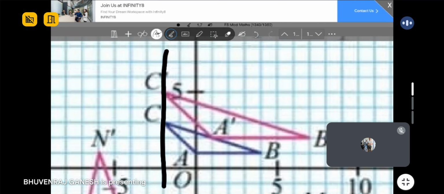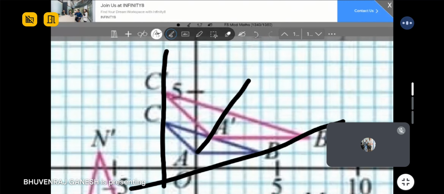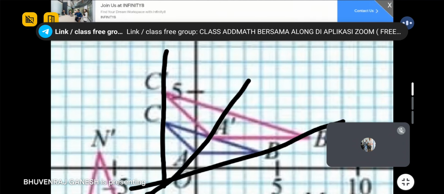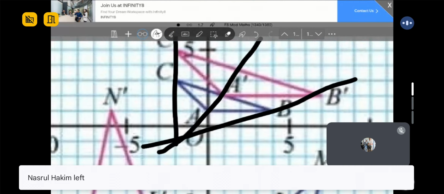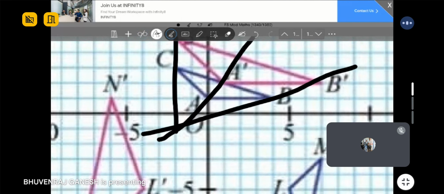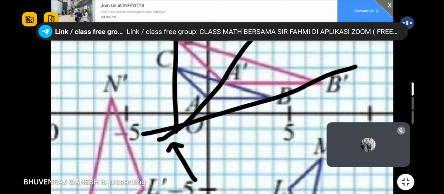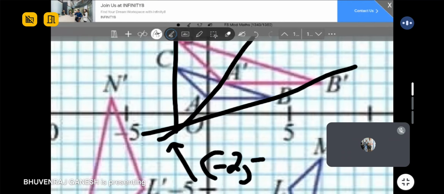So if you connect and see, can you see that you will have a common point? Kamu ada titik persilangan. Okay? So what is the coordinate guys? Apa coordinate yang ni? The value? Because this one, you must mention in your answer. Kamu kena bagi tahu pusat pembesaran dia kat mana. So the coordinate is -2, -1.